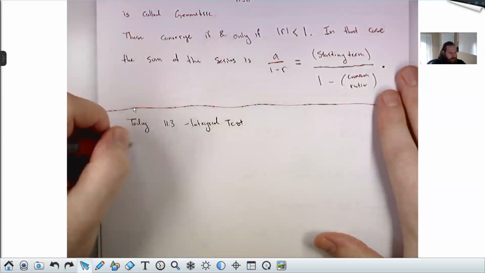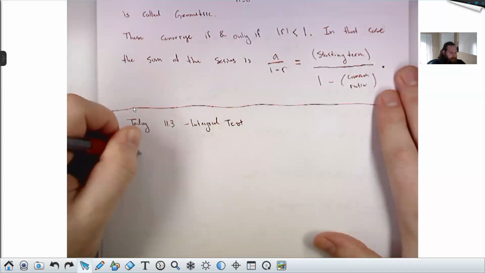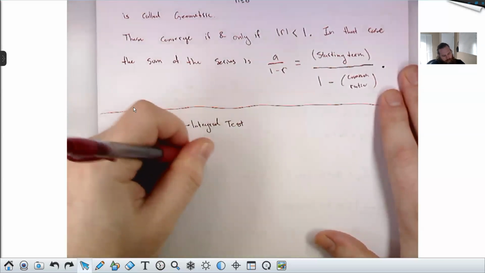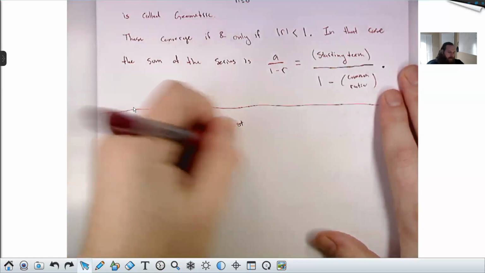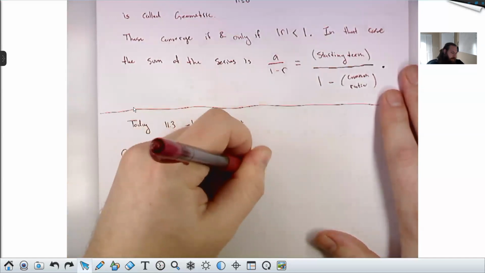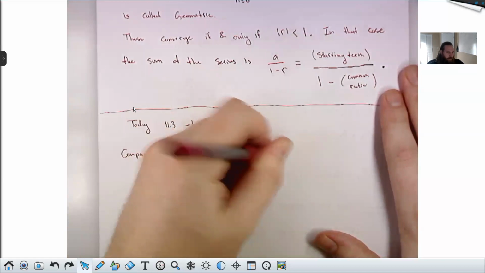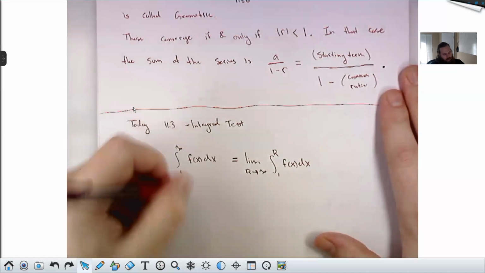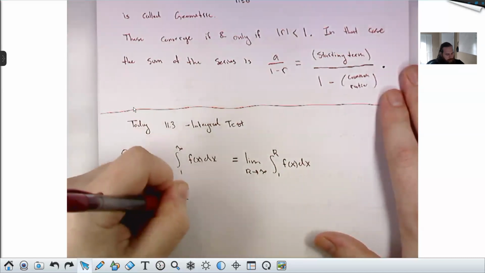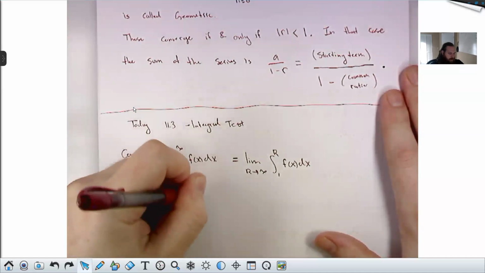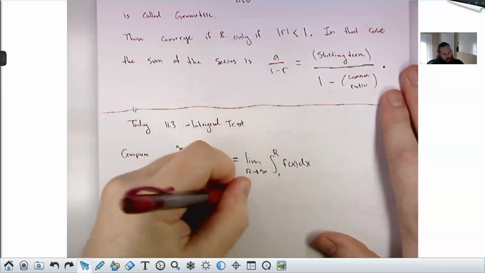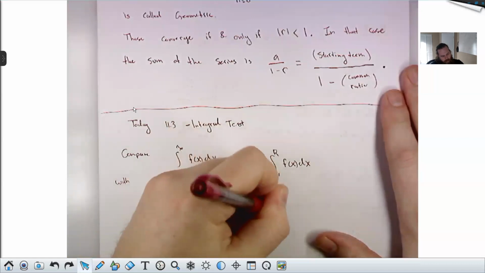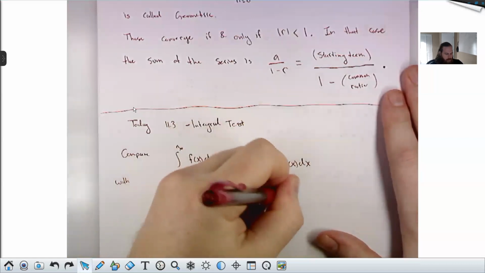So there's a neat analogy. Compare the integral from 1 to infinity of f of x dx, which is defined to be the limit as capital R goes to infinity of the integral from 1 to capital R of f of x dx, with the infinite series sigma n from 1 to infinity of a_n, which is defined to be the limit as capital N goes to infinity of the sum of little n from 1 to N of a_n.